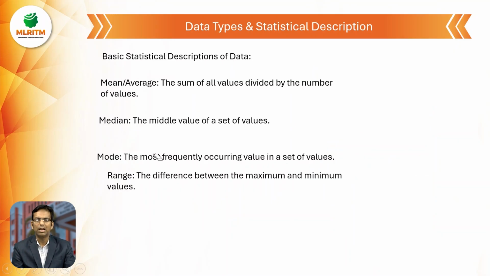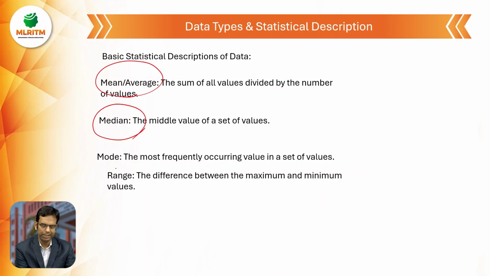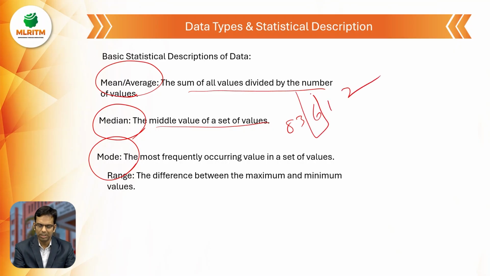Okay. Next, we have some basic statistical descriptions of the data. All the statistical descriptions are purely dependent on three values: mean, median, and mode. Mean is the sum of all values divided by the total number of values. Median is the middle value of the given set of values. And mode is the most frequently occurring value in the set of values.